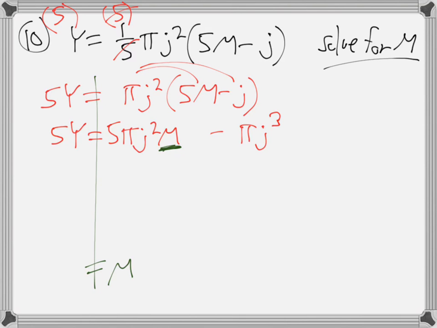Pi j cubed first. Yeah, jump over the pi j cubed. Yeah, add it over. So it'd be 5y plus pi j cubed. Everybody okay that I got j cubed there, by the way? Makes sense? Because j squared hit j. Like x squared times x is x cubed. J squared times j is j cubed.